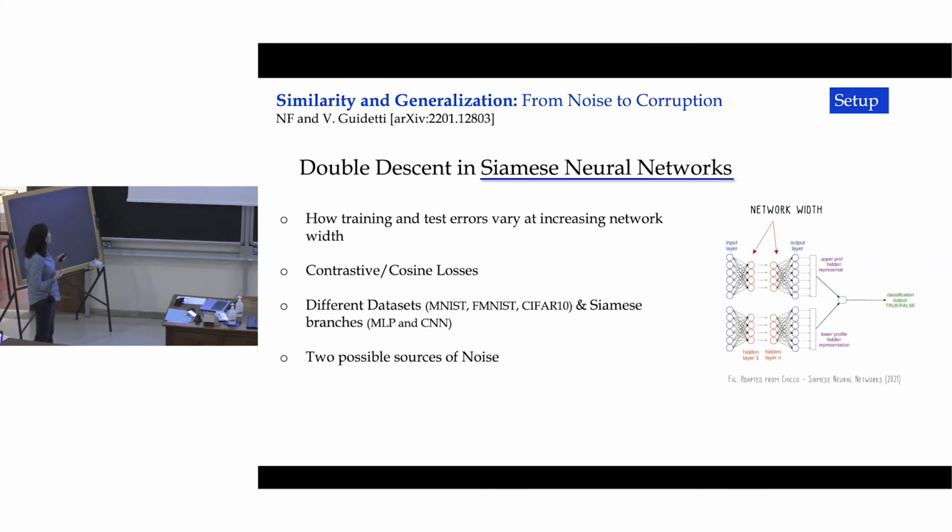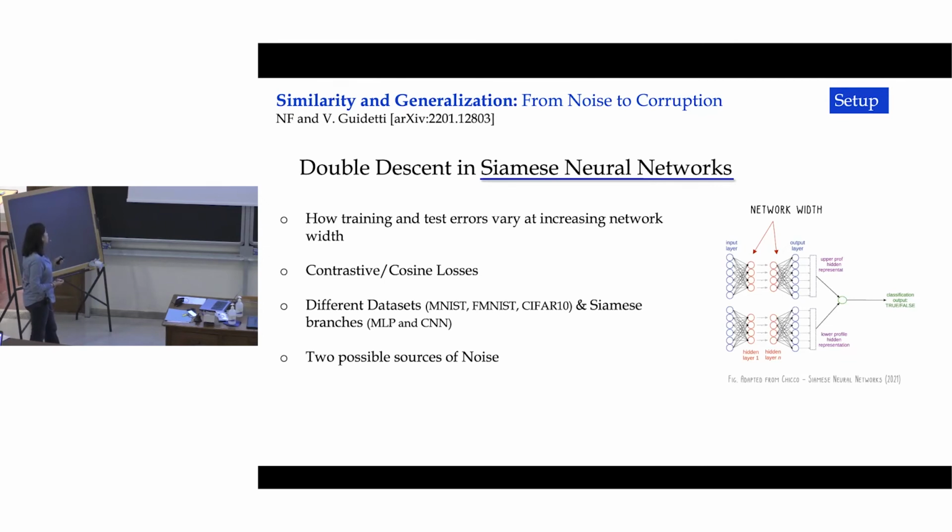And then we train, right? We study how training and test errors vary by increasing the network size, because we want to see the double descent. By increasing the width, I just mean I'm adding more parameters, more nodes in the layer. We did this with the MLP here, but also with convolution. We use different losses to see if there is an effect of the losses. We also use different data sets.